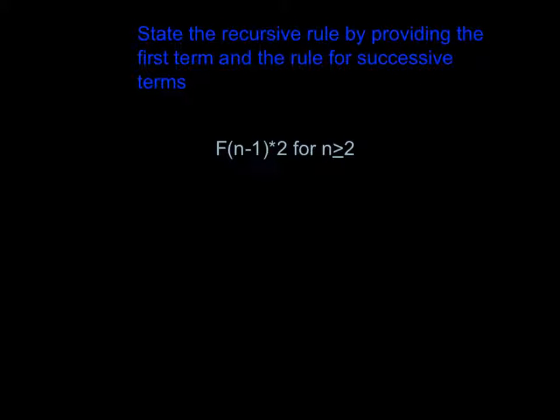State the recursive rule by providing the first term and the rule for successive terms. Fn minus 1 is the term you're trying to find times the common ratio. And that is pretty much what this is.